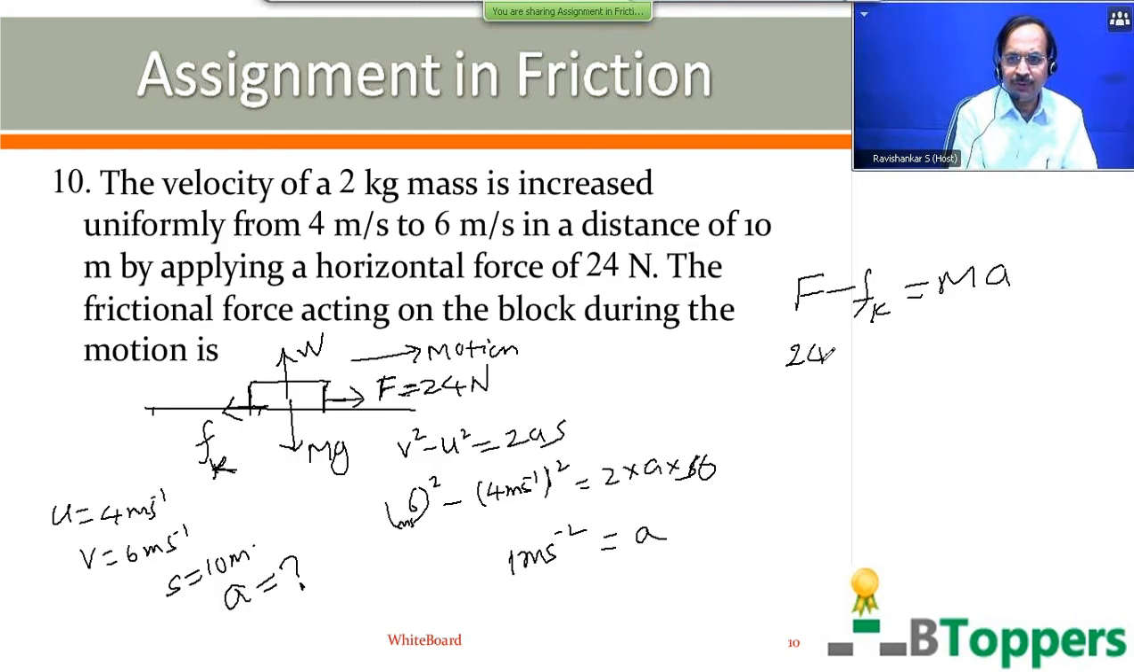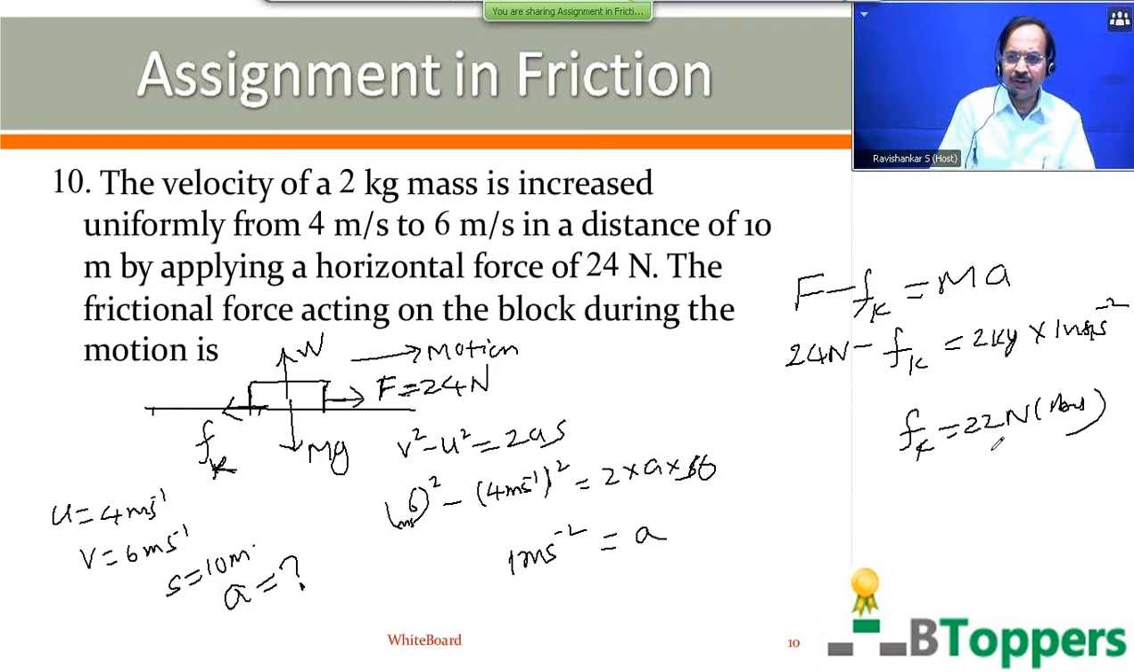So the magnitude of the horizontal force is 24 newtons. The mass of the body is 2 kg. The magnitude of the acceleration is 1 meter per second square. You can simplify this yourself and find the magnitude of kinetic friction. If you want to copy down the solution of the problem, you can copy it. You get the magnitude of kinetic friction as 22 newtons. That's the answer. Okay, I will continue the discussion of the remaining questions in my next class.